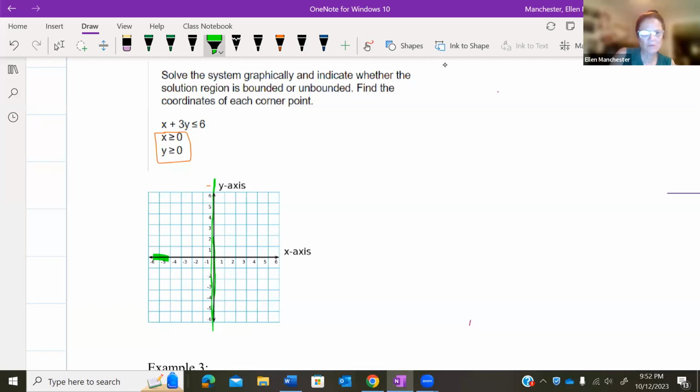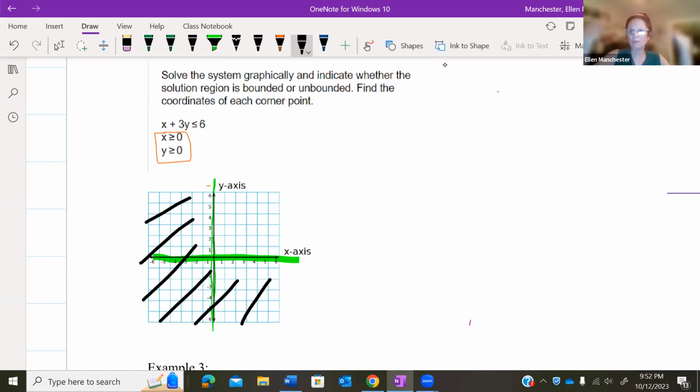Here is my y is greater than 0. Okay, what that tells you is that this doesn't matter. Those are completely oblivious to what we're doing. All we care about is that our x's are positive and our y's are positive. So we're only dealing in this first quadrant.